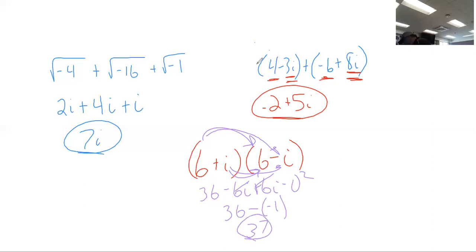Now, do you notice that those were conjugates? When you multiply two conjugates with complex numbers, then the imaginary part disappears. It's much the same as with a radical. Okay? So let's look at another one.